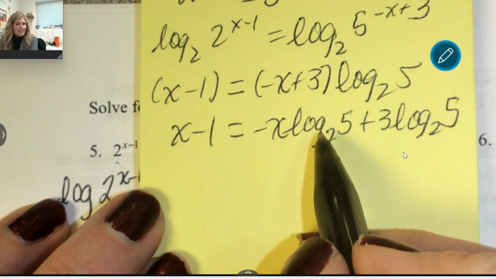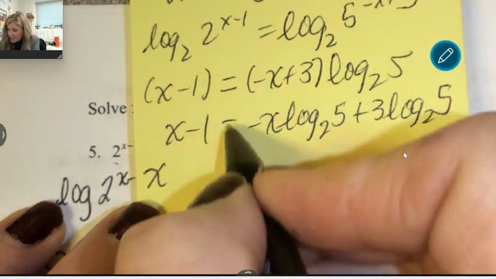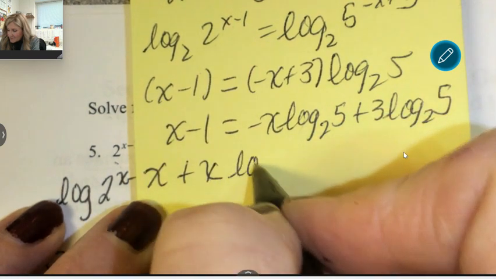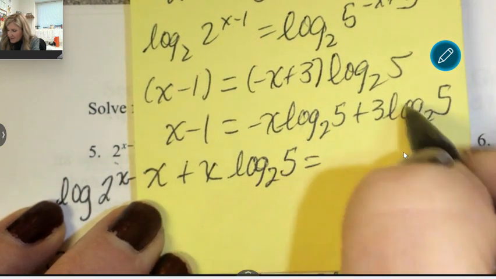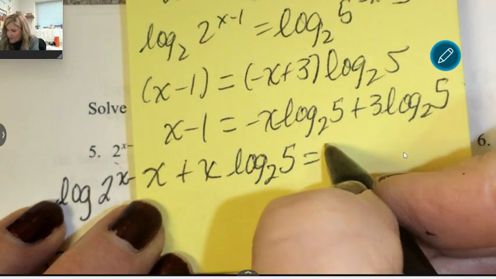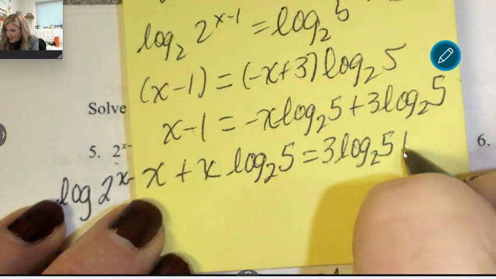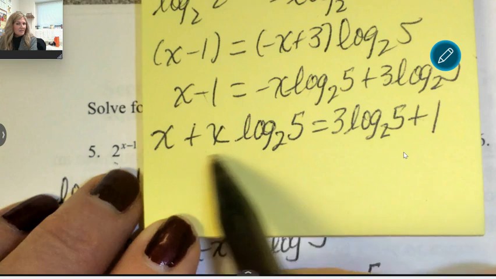Now I've got to get my x's together. So I'm going to have to take this over here. So this x is going to stay, and I'm going to add this over. And I'm going to go ahead and make this. You guys probably didn't do that, so I won't do it either. But you can make that 3 an exponent. And I'm going to add that 1 over. Check that.